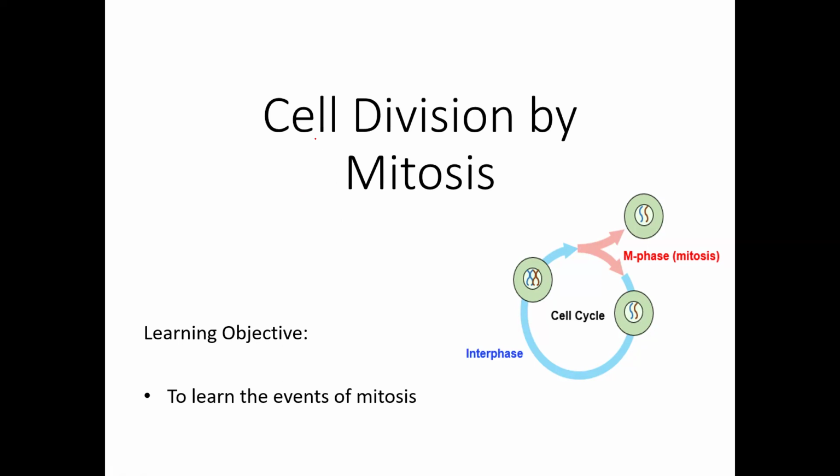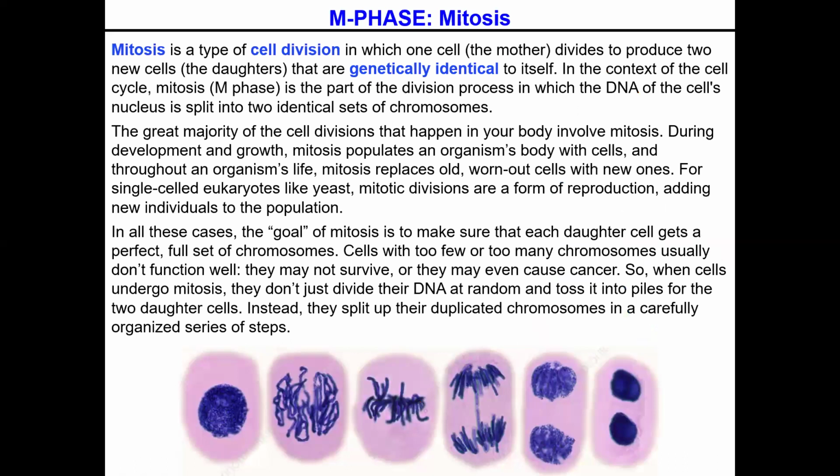And what we're going to be looking at today is cell division by mitosis. So our learning objective is we're going to learn all of the different phases and events when it comes to mitosis. Now, where we left off last lecture, we talked about interphase and we talked about our M phases. We talked about the G1, the S, G2, and we talked about the checks. So in this lecture we're going to be focusing on that M phase or mitosis. And we're going to see exactly all of the different steps and different portions when it comes to going through that cell division.